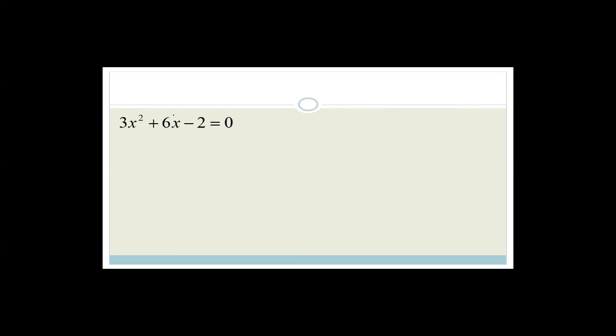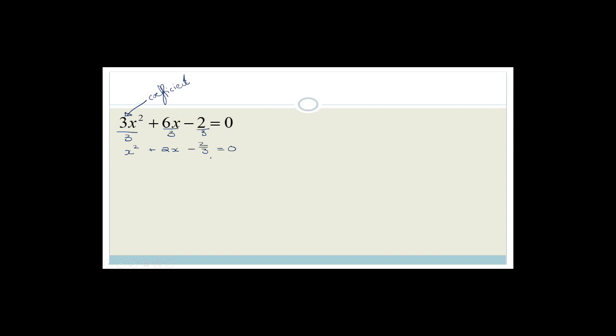Right, now we've got our first one where there's actually a number in front of the x squared. There is a coefficient. So now what we need to do is remember what we were supposed to do. We don't like coefficients here. So what do we do if we don't like coefficients? We need to divide every one of these by the coefficient of x squared to get rid of it. So this becomes x squared plus 2x minus 2 over 3.